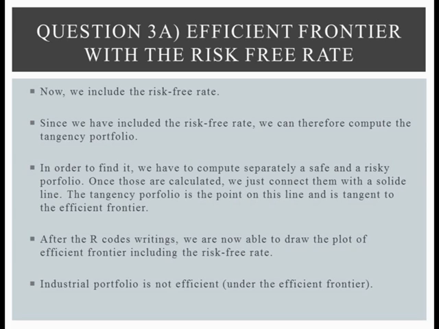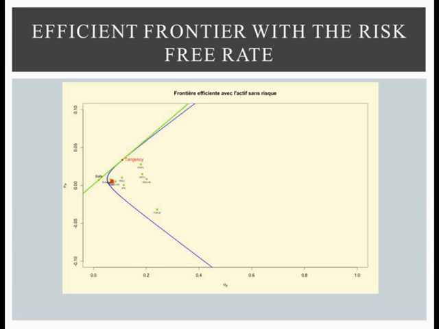After writing the R code, we are now able to draw the plot of the efficient frontier, including the risk-free rate. We can also notice that the industrial portfolio, the red dot on the next slide, is not efficient because it's under the efficient frontier. Mathieu will now answer the rest of question 3 and the last one.